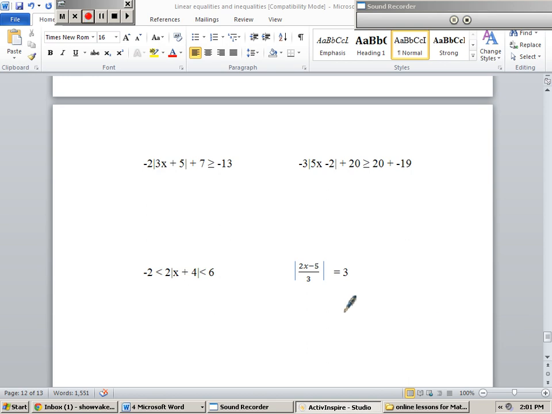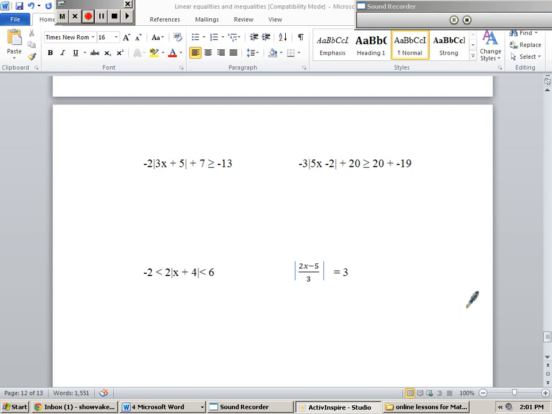Lose the fraction with a 3 on both of them. So this gets multiplied by 3, this gets multiplied by 3, this gets multiplied by 1. So 15x minus 6 is less than or equal to 19. 15x is less than or equal to 25. Divide by 15. X is less than or equal to 5/3.